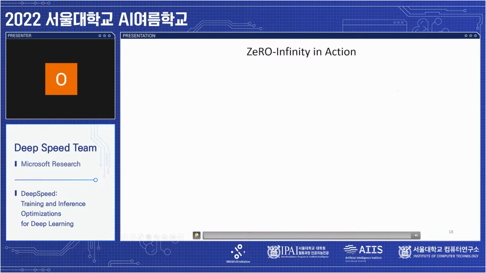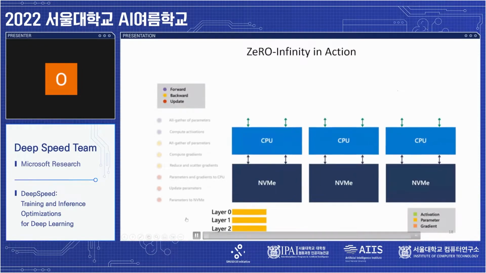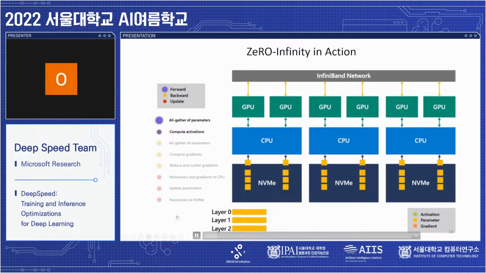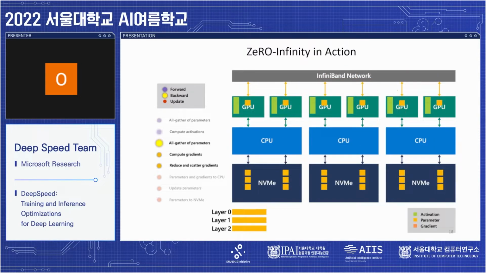So now I'll show an animation of ZeRO-Infinity in action. Here we see we're fetching some layers starting from NVMe. It goes into the CPU memory and then into the GPU memory, and then goes to the InfiniBand network where we're able to do an all-gather so that each GPU is able to assemble the full layer.